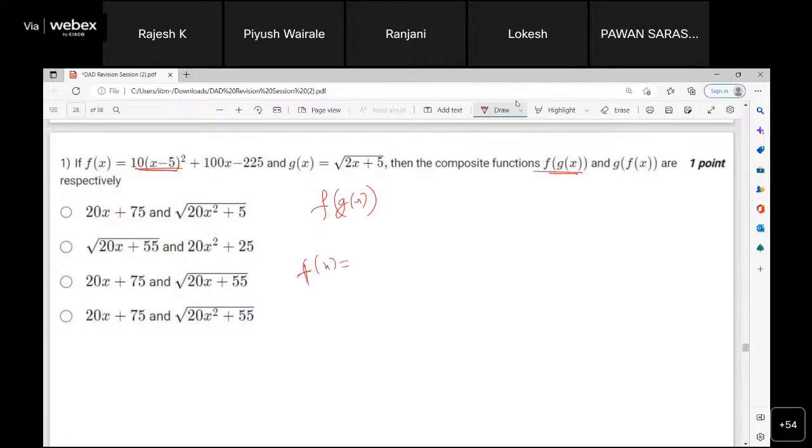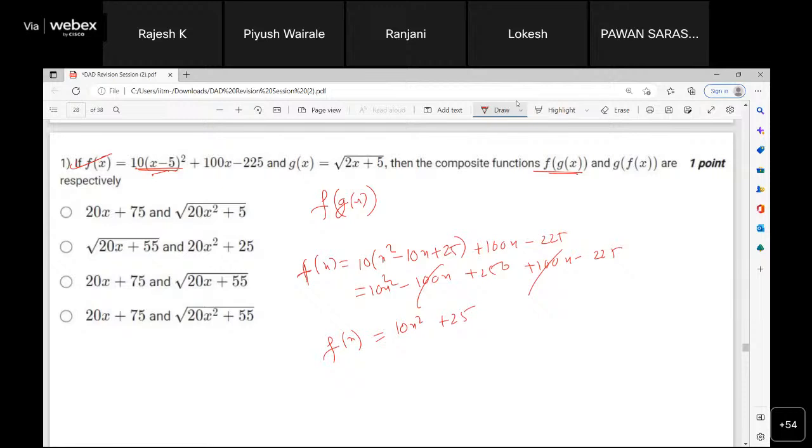So f of x equals 10x square minus 100x plus 250, plus 100x minus 225. So this gets cancelled, and this is x square. So 10x square. Any doubt in this part? So this is the simplified f of x, right? I'm just simplifying it. Now it is easier to put g of x here.